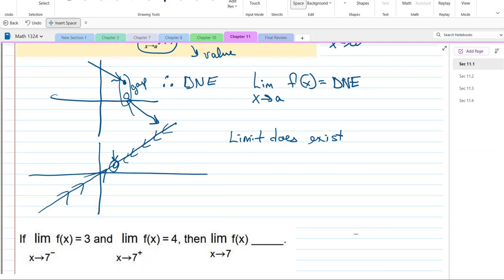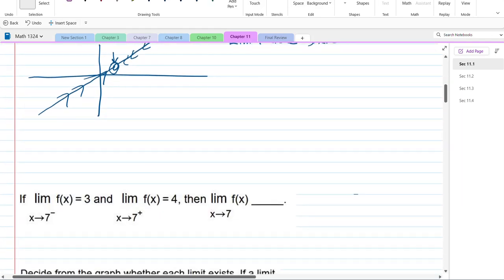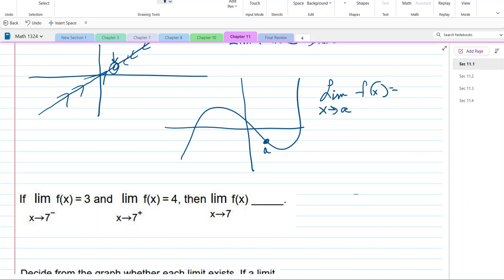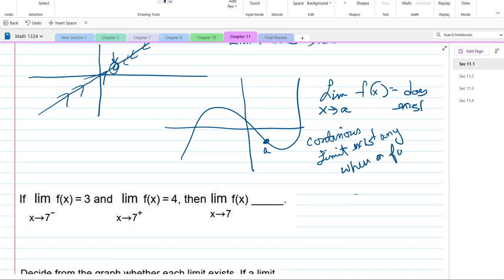There's three ways of looking at this stuff. So supposing I have this, and I want the limit at this a. Well, it does exist. The limit of x approaches a is that value. There is no break in the line. This is a continuous function. So if it is continuous, then a limit exists anywhere on it. Right, so this is our basis.